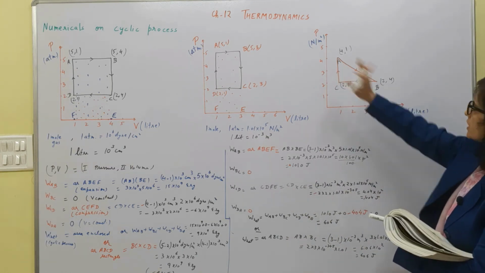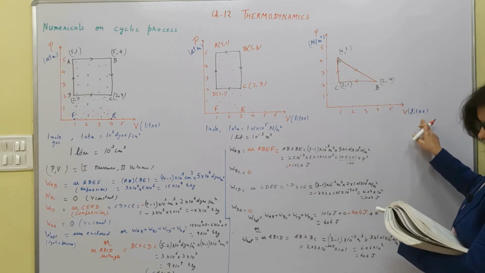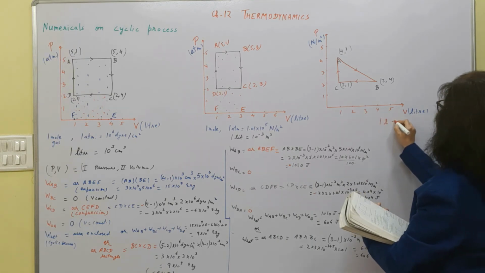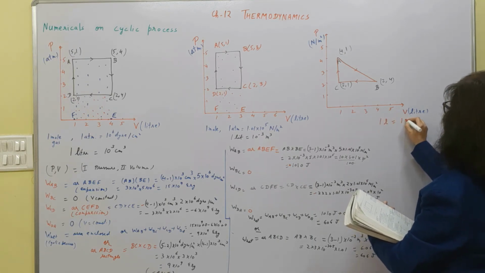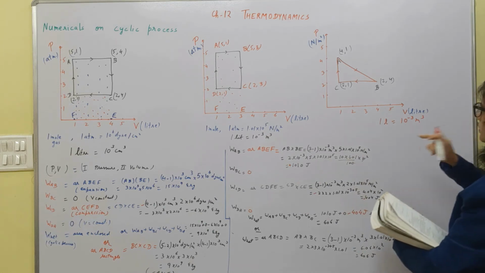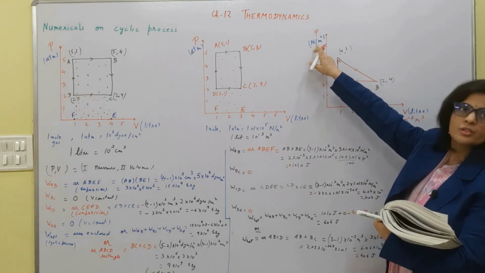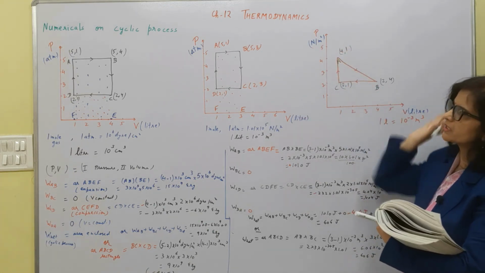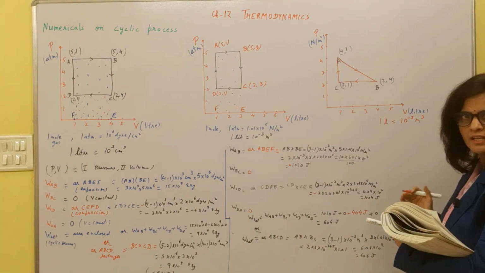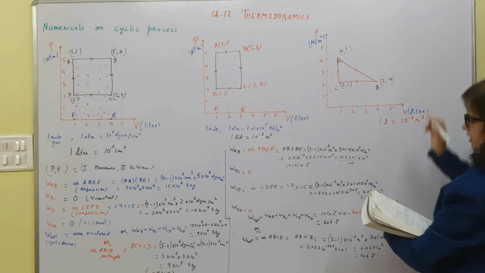The pressure is given in Newton per meter square. Here it is in liters. So here we need to convert into meter cube because 1 liter is equal to 10 to the power minus 3 meter cube. This is what we have used here also. But this is already given in Newton per meter square. So the three different units we have shown in the graphs, for which you have to take care while calculating it.